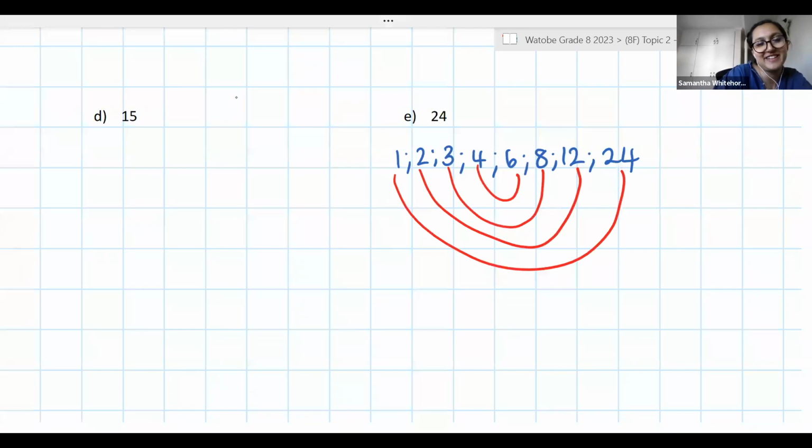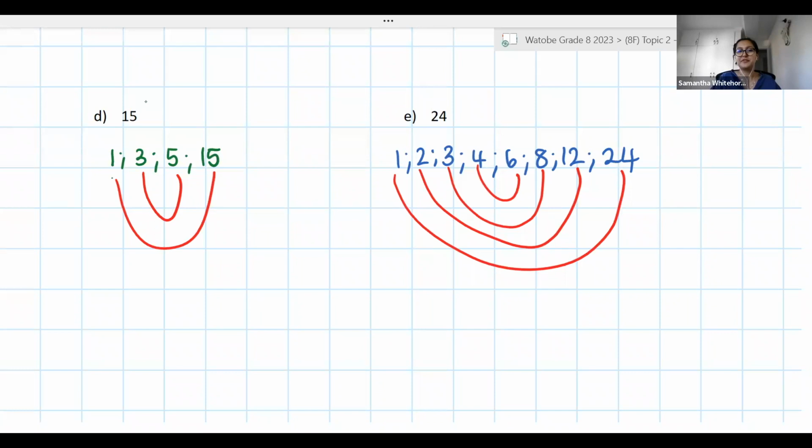For factors of 15. Okay, we have 1, 3, 5, and 15. Perfect. Well done, Gigi. 1 times 15 is 15. 3 times 5 is 15. And so we've got our factors there of both 15 and 24.